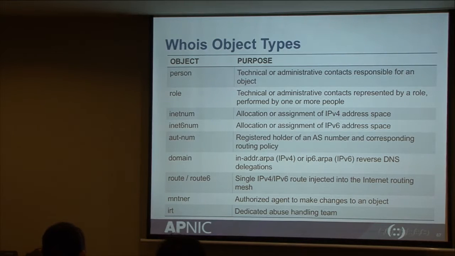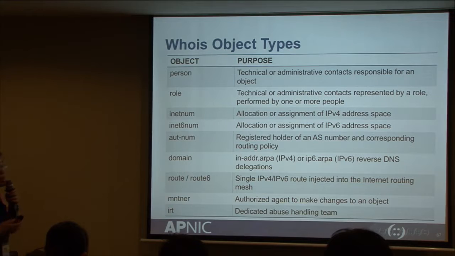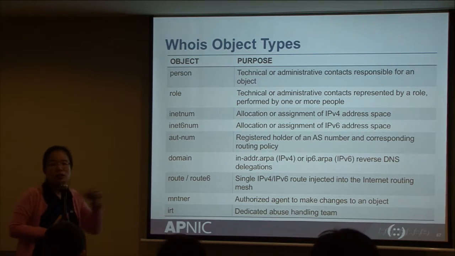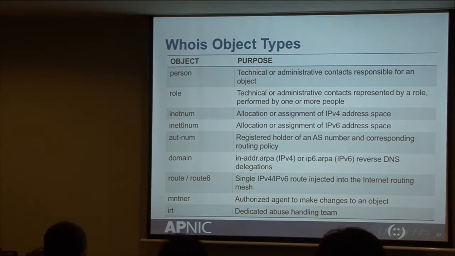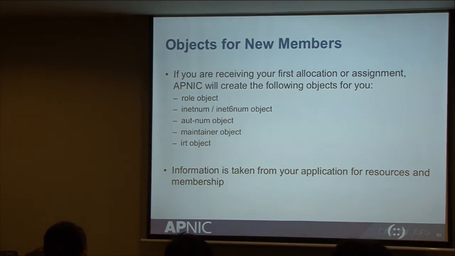And the IRT is about the abuse handling team. So who are the abuse handling team and the contact person? Nowadays the IRT is required to be registered, to be input into our APNIC. So if another person needs to report some abuse information about this block of IP addresses, they can contact this IRT team. Okay, so these are not all the objects in the Whois database. These are just some of the objects we will describe in the following parts.